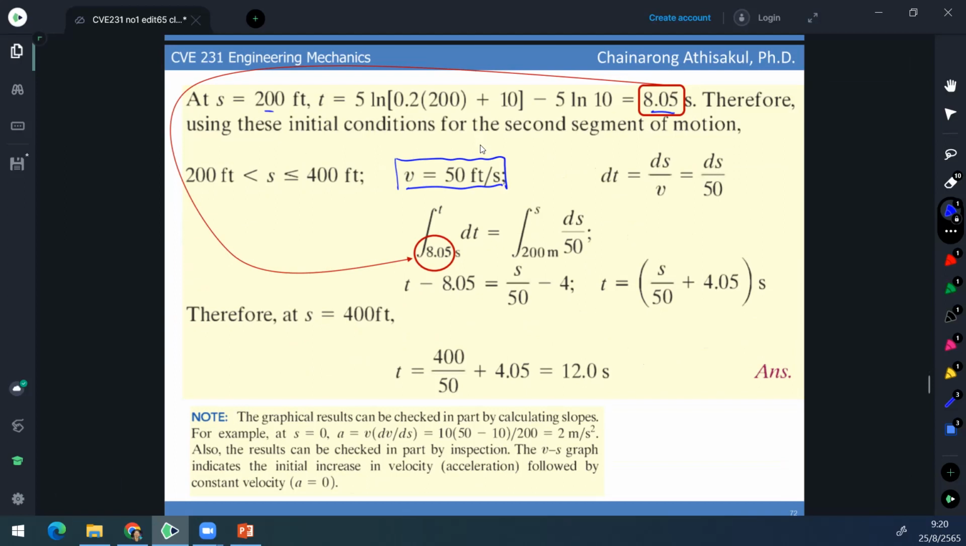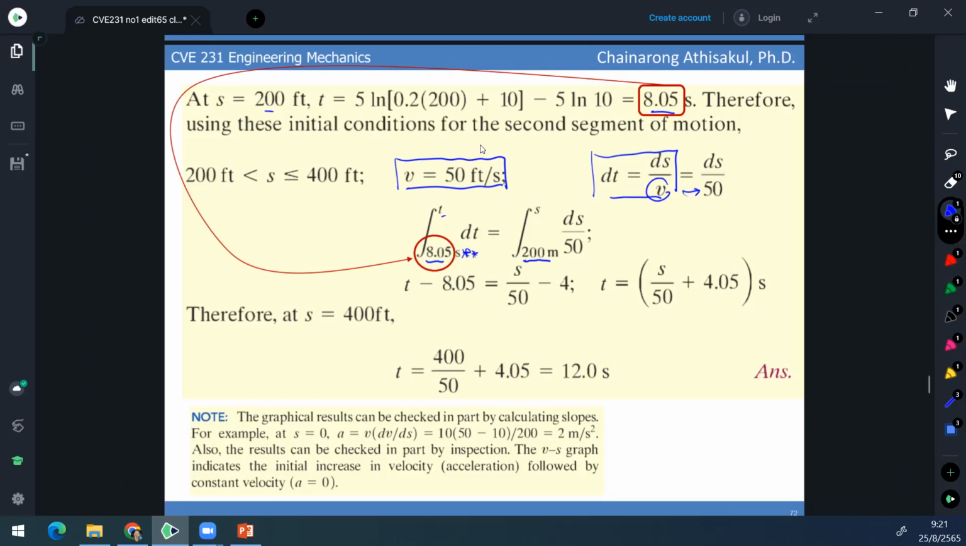Do the same thing. We know that dt equal to ds over v, but now the velocity is constant, that is 50. So we integrate both sides. We have to be careful that when s equal to 200 foot from the previous step, the time is equal to 8.05 seconds. So we have to change the limit of integration to be from 8.05 seconds to time t.